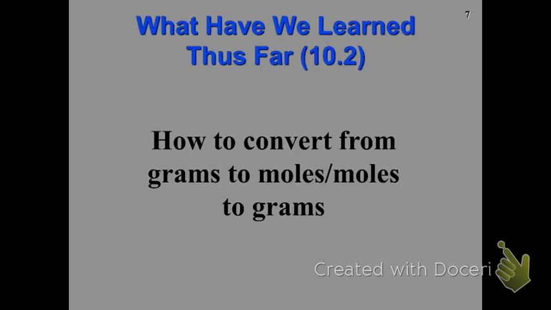So in section 10.2 of your textbook, which you should be reading, you'll learn how to convert from grams to moles and moles to grams. So that was the homework that I handed out yesterday, and the homework will be due on your lab day. But it's just simply going back and forth between grams and moles. So I have a few samples of that, or one sample of each. So let's talk about going from grams to moles.